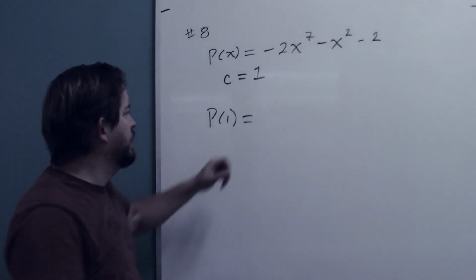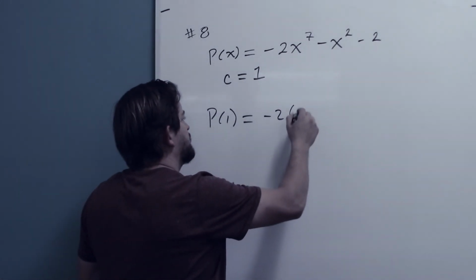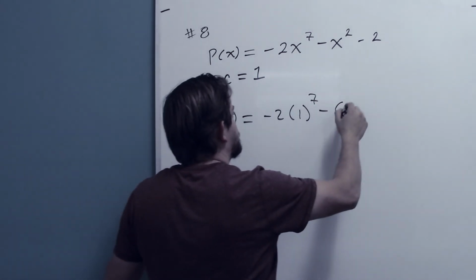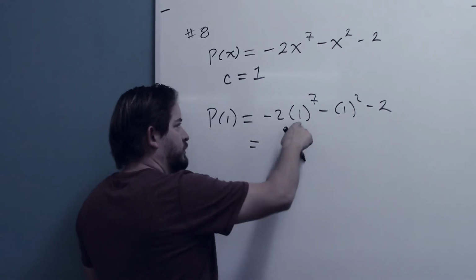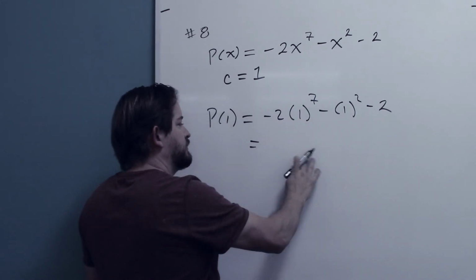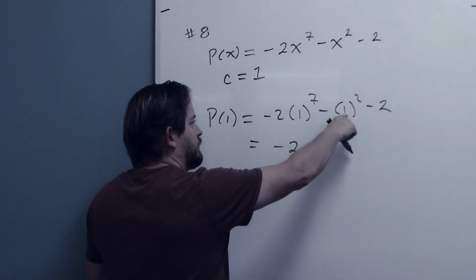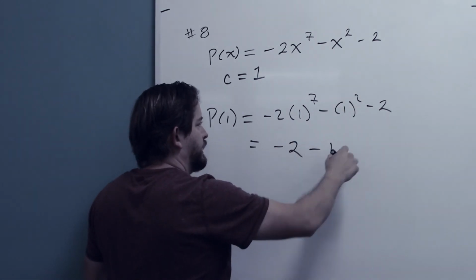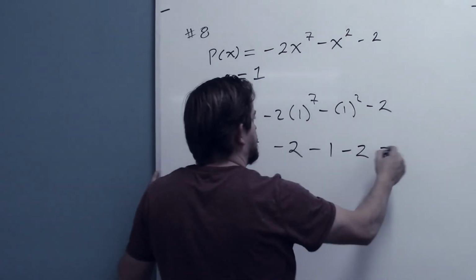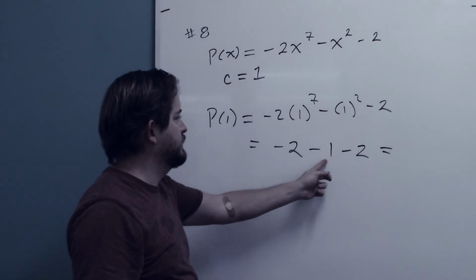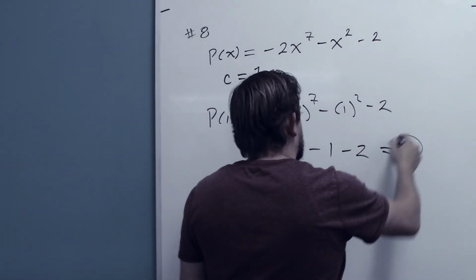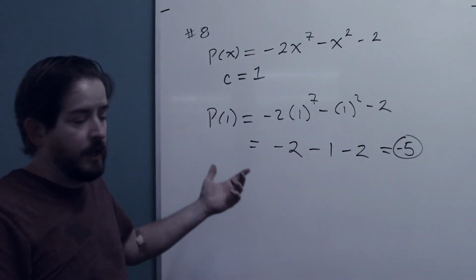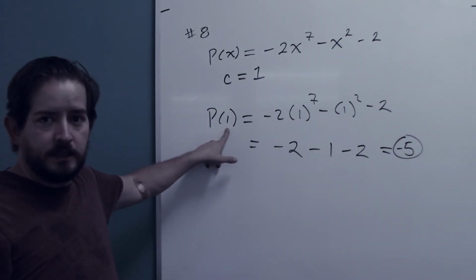And so plugging 1 in here gives me negative 2 times 1 to the 7th minus 1 squared minus 2. That is to say, 1 to the 7th is still 1, times negative 2 is negative 2. 1 squared is still 1, and so it's minus 1, and then I have minus 2, and so I have minus 2, 3, 4, 5. It's minus 5, and therefore I would know that 1 is not a 0, right?